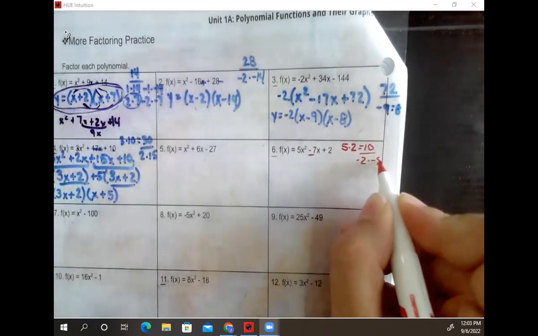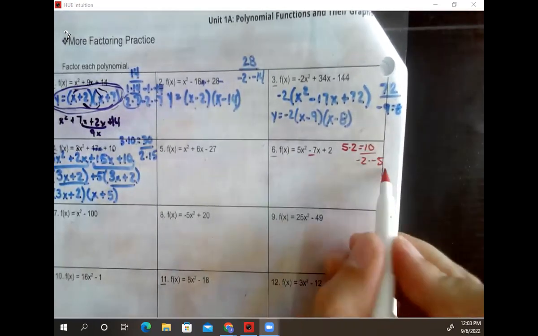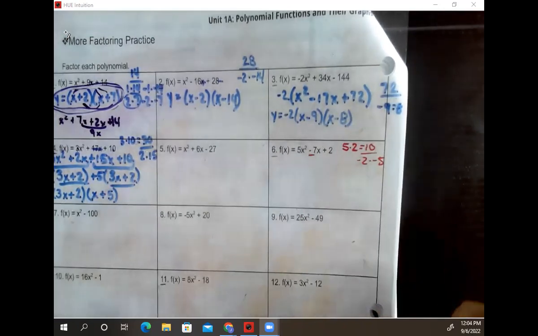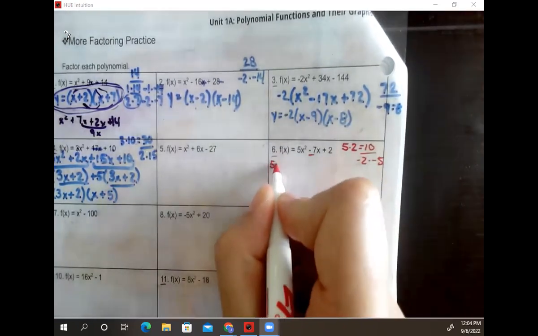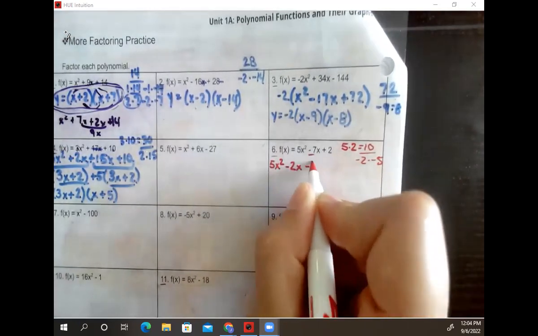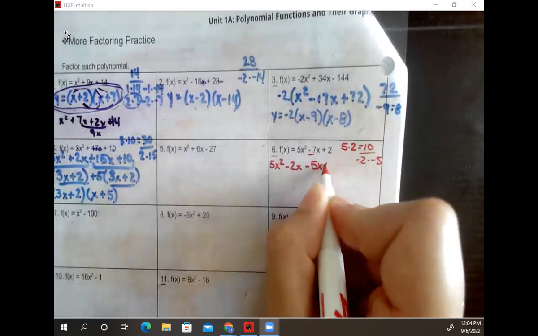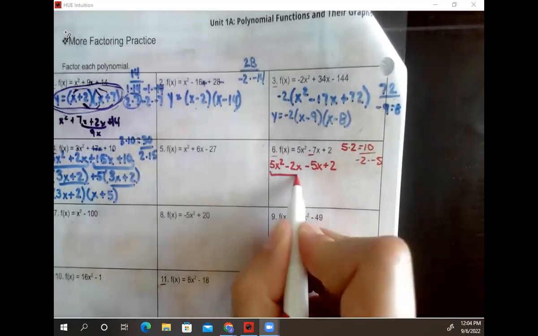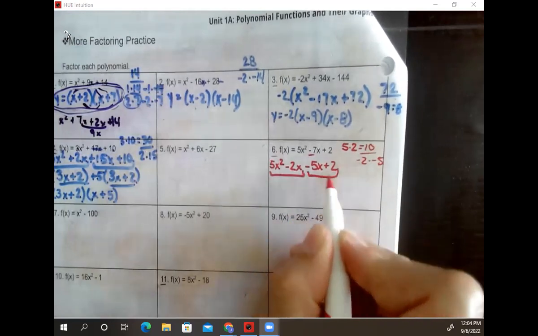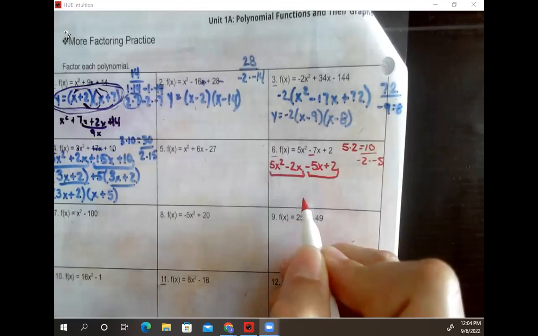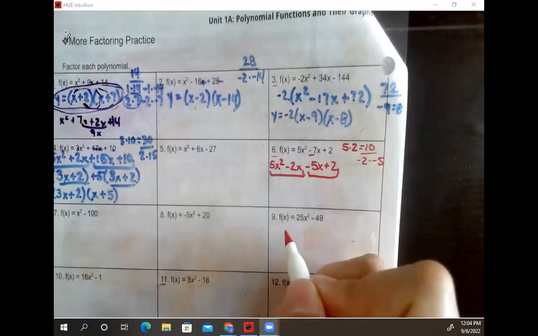Negative 2 times negative 5 will do it. And then I'm going to pop these in for the middle term. I'm going to split up that middle term using the factors that we chose. So this is 5x squared minus 2x minus 5x plus 2. And then I'm going to factor by grouping. Again, if you have the middle numbers swapped, that's okay. Your next line will look different, but your final factors will be the same.